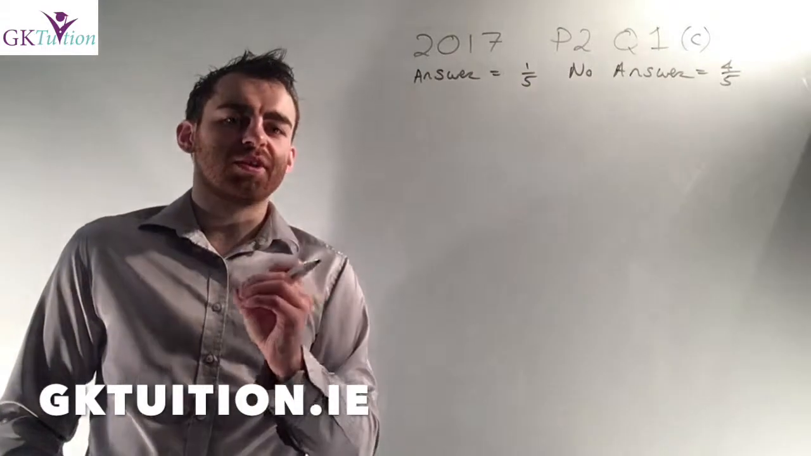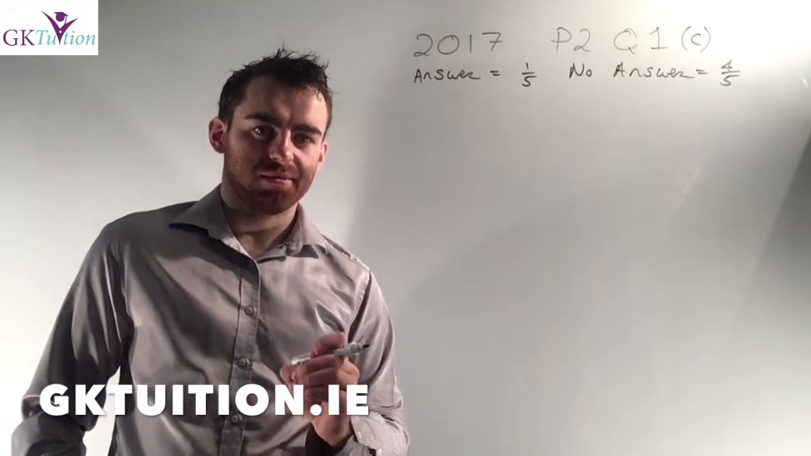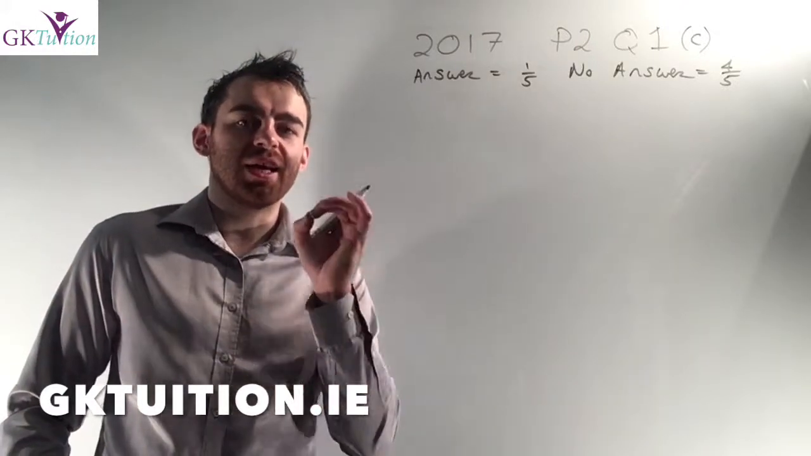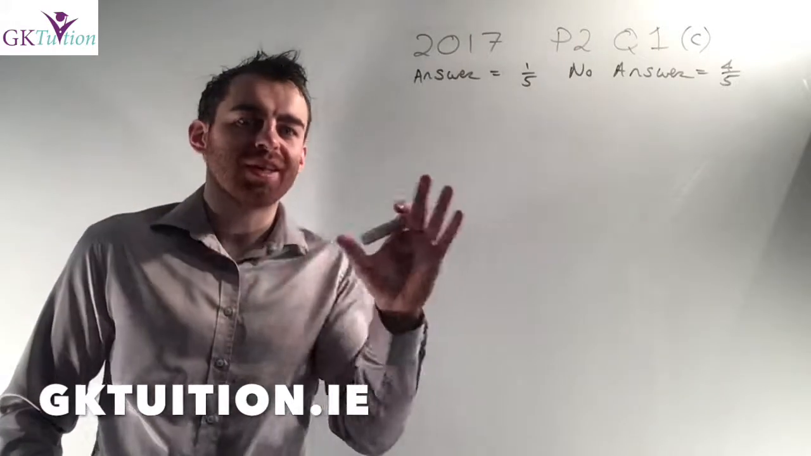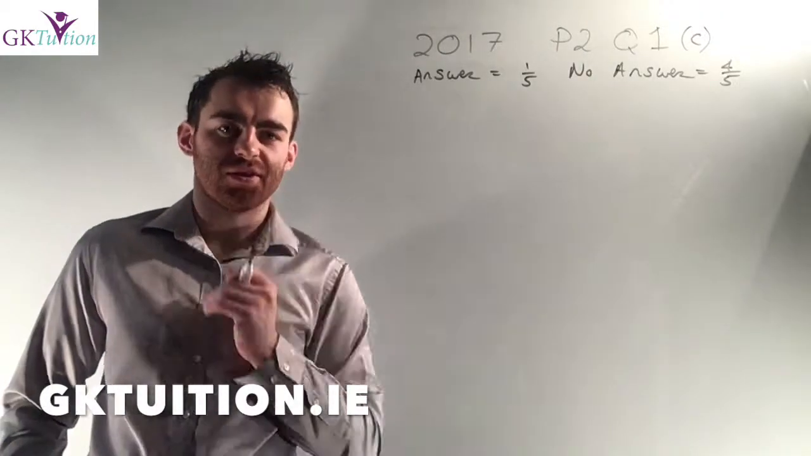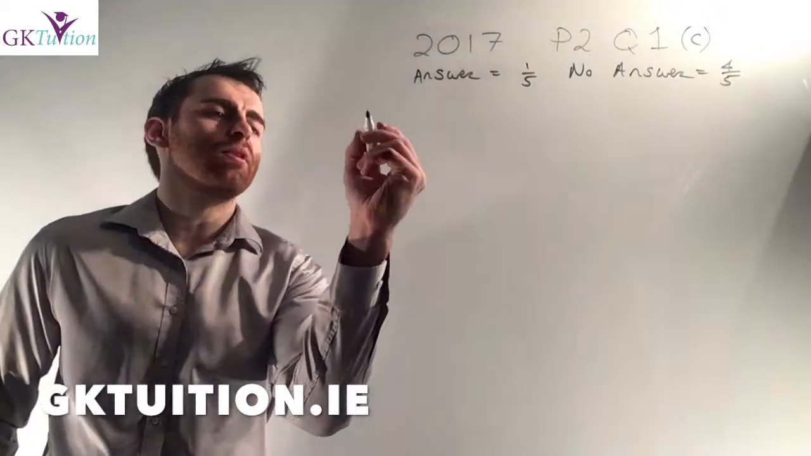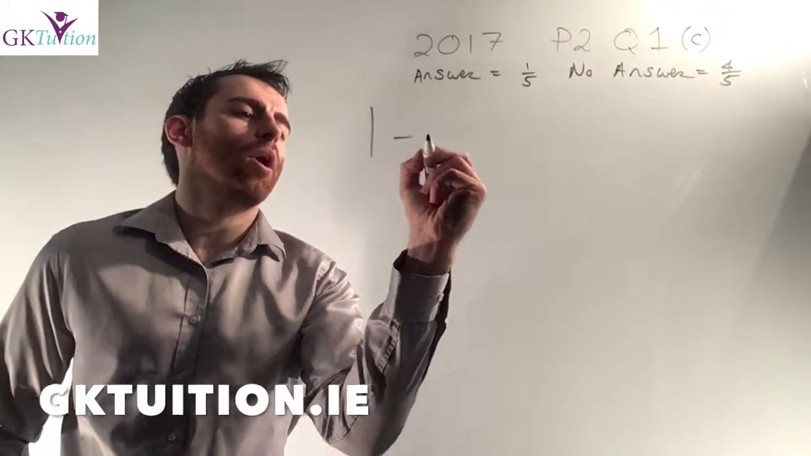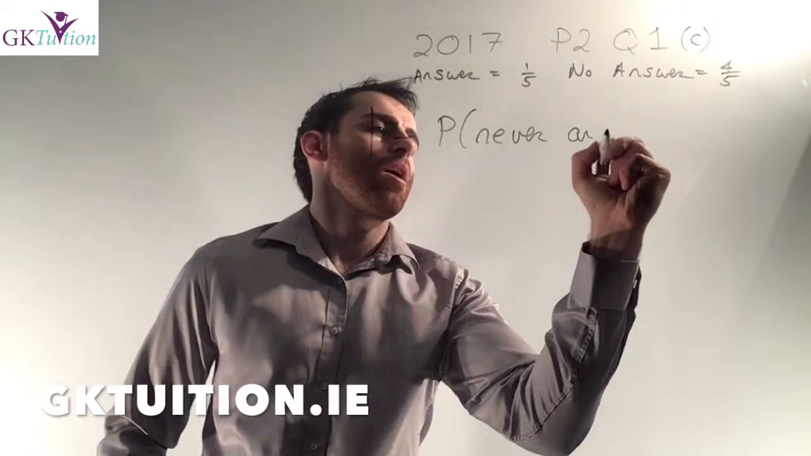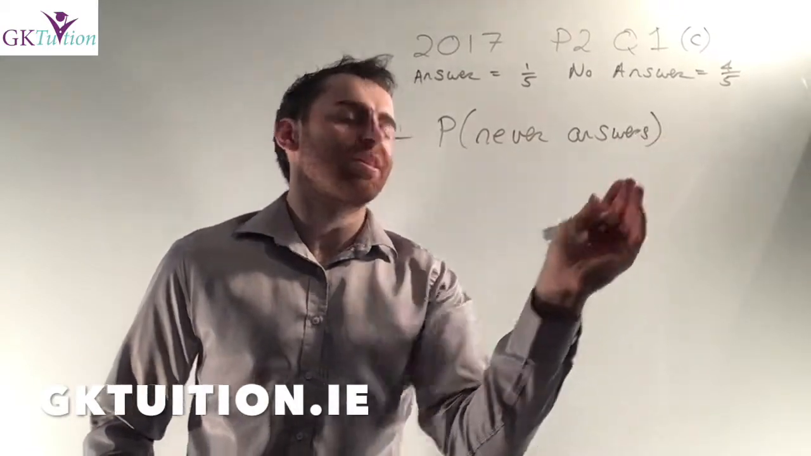So I want her to answer the phone at least once, which means the only thing that's not feasible in this scenario is that Kira never answers the phone. So the only thing I can do here is 1 minus the probability that she never answers it. Okay? 1 minus the probability that she never answers it.